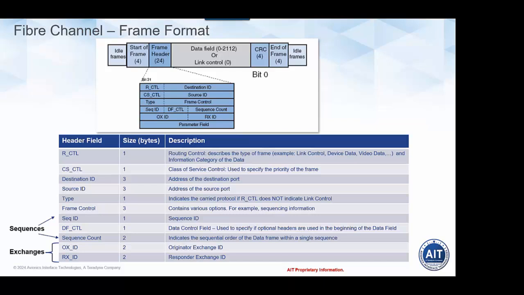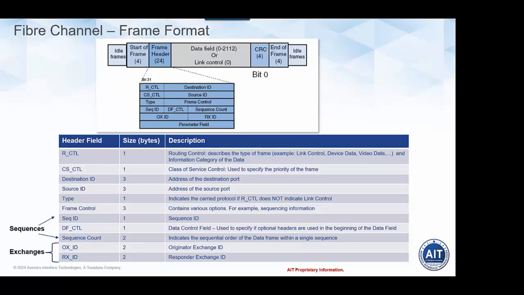That's followed by a 24-byte frame header. And then after the frame header, if it's an actual data frame, you would have a data field that can be up to 212 bytes long, and that data field would be followed by a CRC, a cyclic redundancy check over that frame. If it's a link control frame, there's no data. All of the information to be conveyed on the link is held in the frame header.